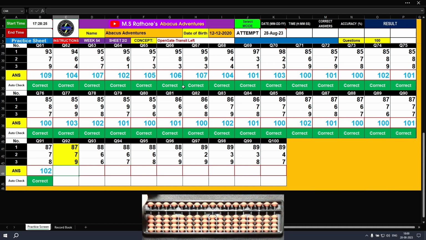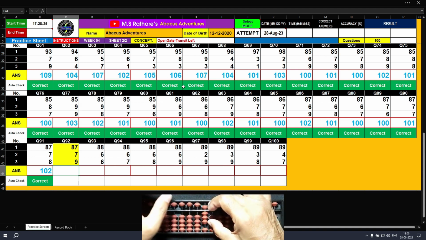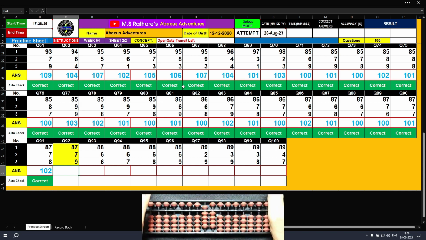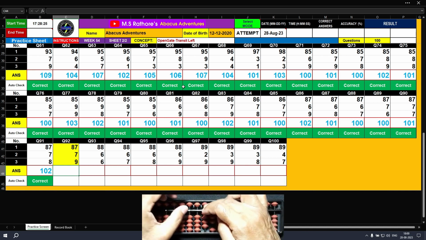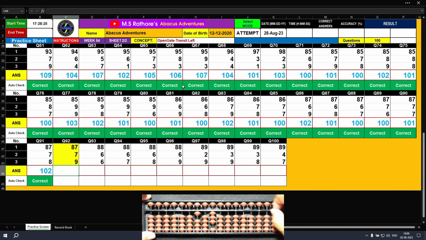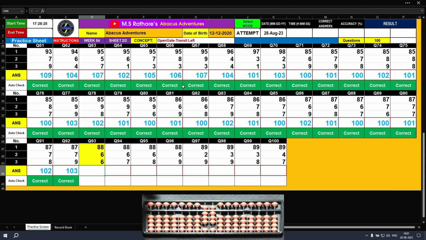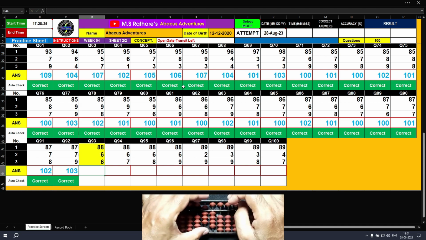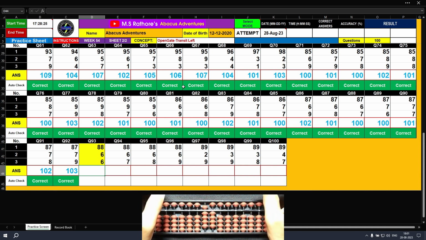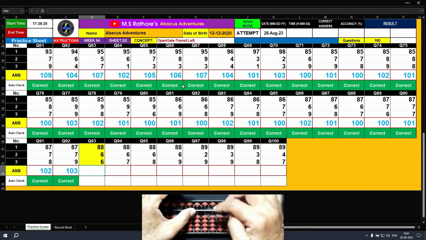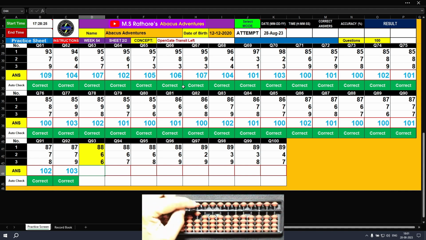Question number 92. Plus 80 plus 7 plus 7 plus 9. It's 103. Question number 93. Plus 80 plus 8 plus 6 combination plus 6 again big friends. Plus 6 equals minus 4, open the gate, plus 10, it's 100.